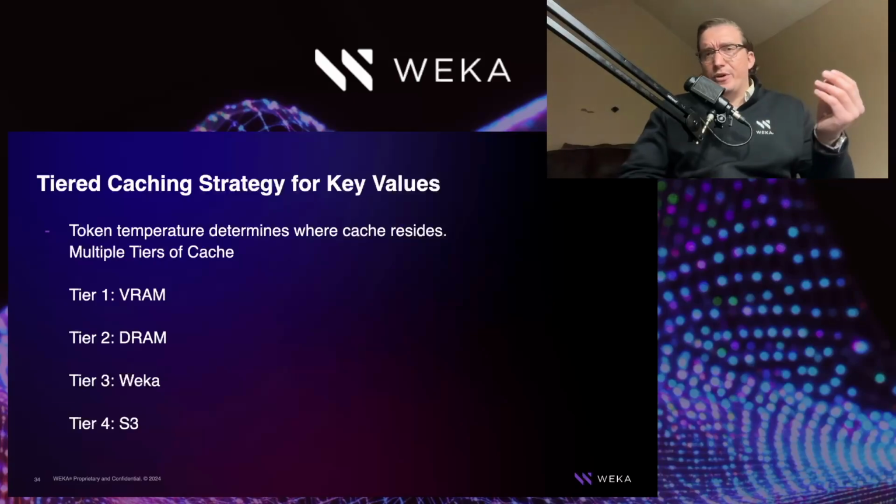So at the highest level, we have VRAM, GPU memory. At the lowest level, we would have S3 object storage. And in the two intermediate sections, we would have the DRAM, which is closer to the GPU, and we'd have Weka, which is just one step up from that.